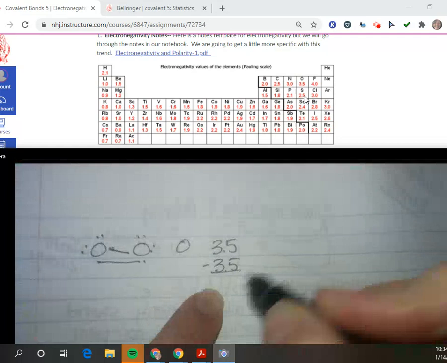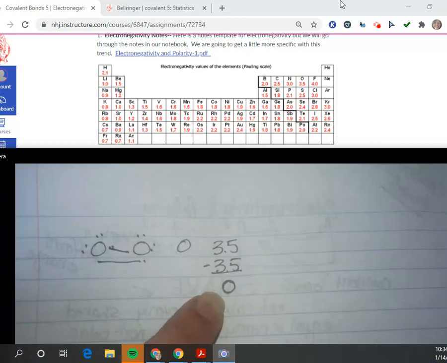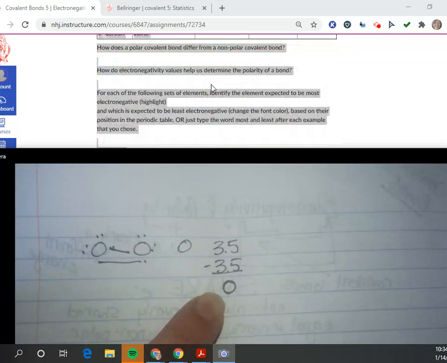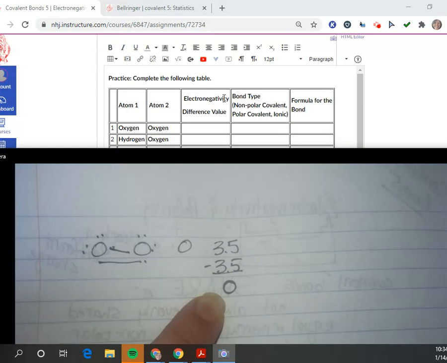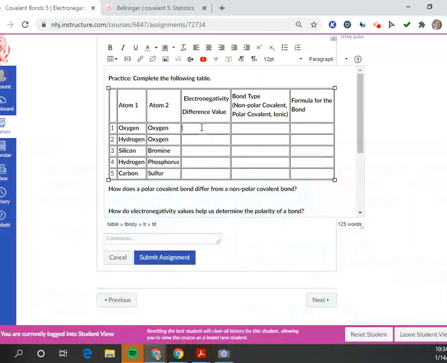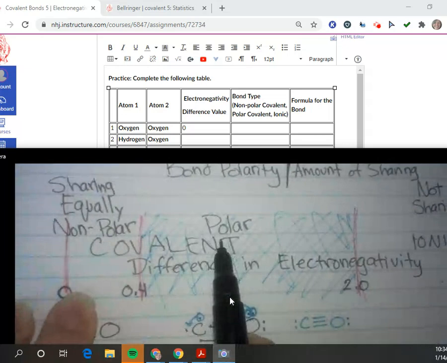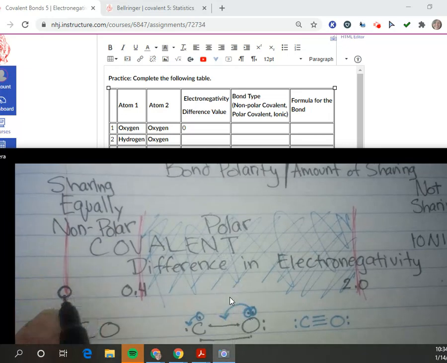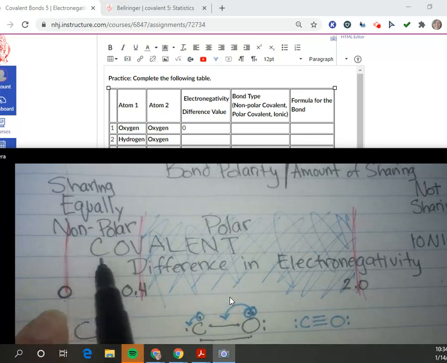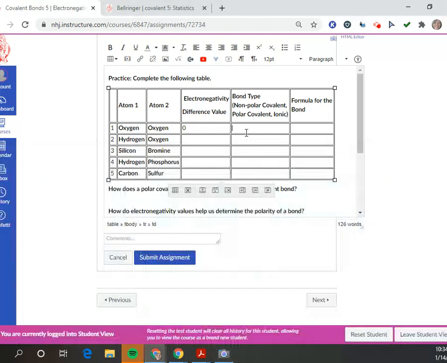Well, that's almost a silly math problem. That's 0. So in my answer, where it says electronegativity difference value, I'm going to type 0. And then it says bond type. Well, if I look at my notes that I had, my picture here, if it's 0, that's nonpolar and it's covalent. So in my answer, I'm going to write nonpolar covalent.